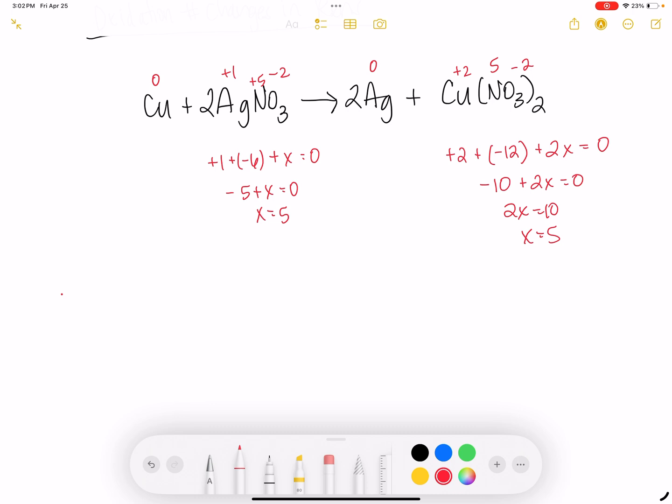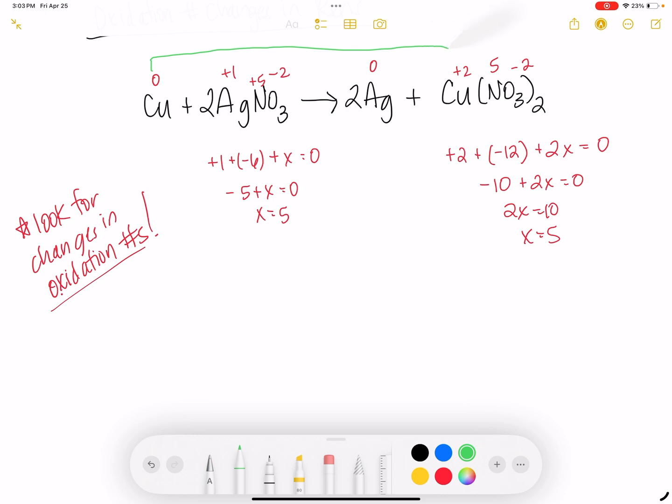What I'm looking for is whose oxidation number has changed. That's the idea. So we look for the changes in oxidation numbers. If no change has occurred, then it's not an oxidation reduction reaction. If a change in oxidation number has occurred, then it is. And so if we look here, we can pretty easily see that copper went from 0 to +2, and silver went from +1 to 0. Everything else stayed the same. And so that's what we focus on.